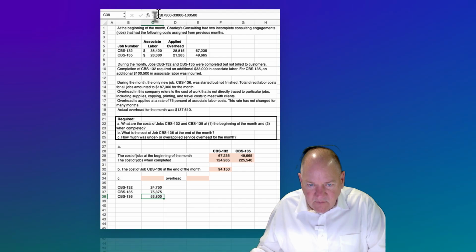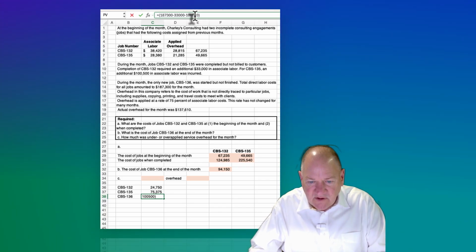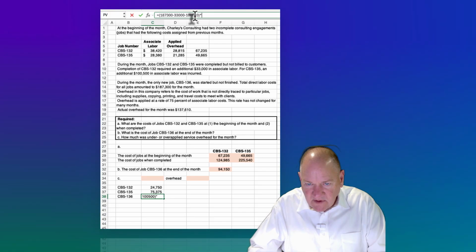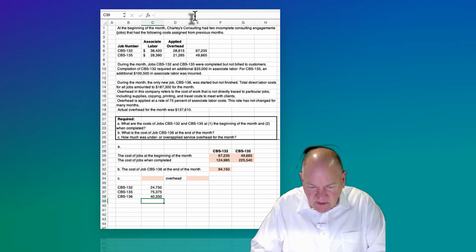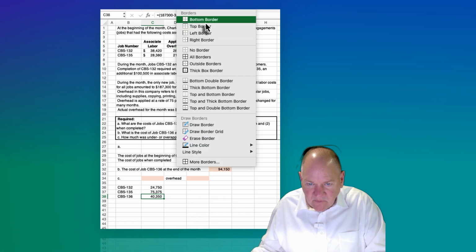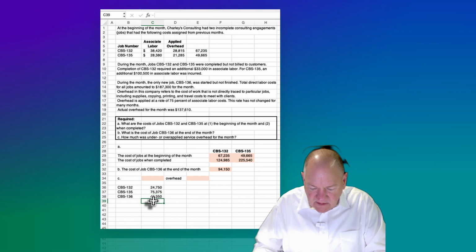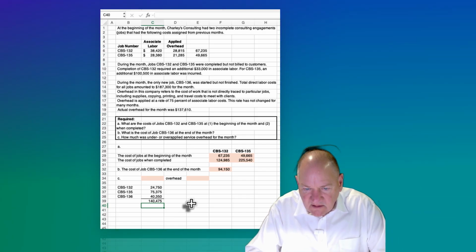Now I can just go back in here. I'm going to put parentheses around this so that I know the order of the mathematical operations. So that's my direct labor cost. I can multiply that by 0.75, and that will give me my overhead that's been allocated during the month. Now, if I sum that, what I will have is that much overhead that was assigned to jobs during the month.